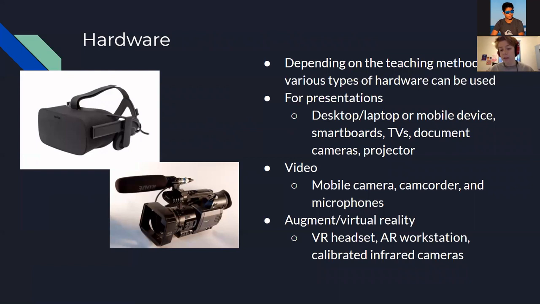And then for augmented or virtual reality, these things are going to require something like a VR headset, an AR workstation, or calibrated infrared cameras. And all these are varying levels of experience teachers would have with them, or really feasibility to even use. We're going to see stuff like desktop laptops way more than we're going to see VR headsets in smart teaching rooms right now.